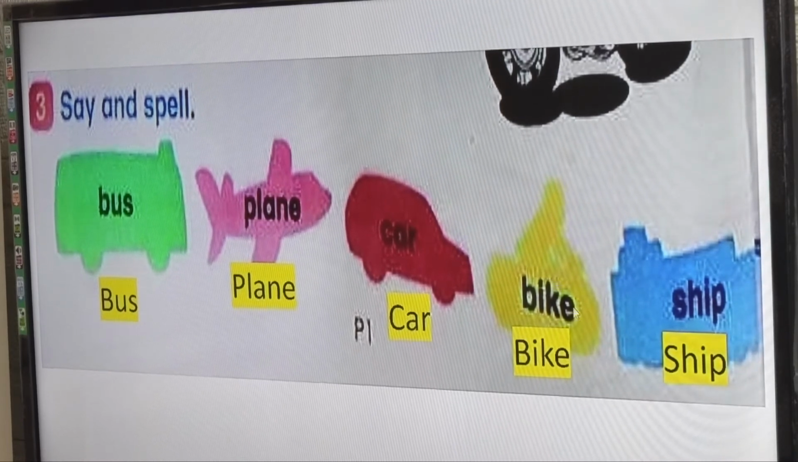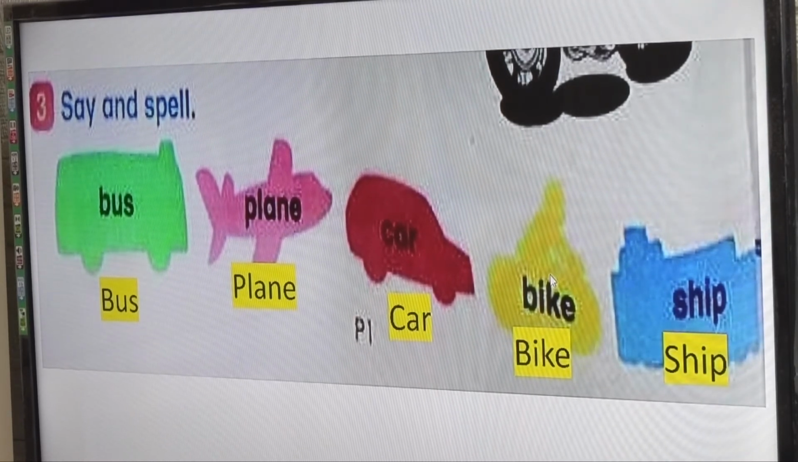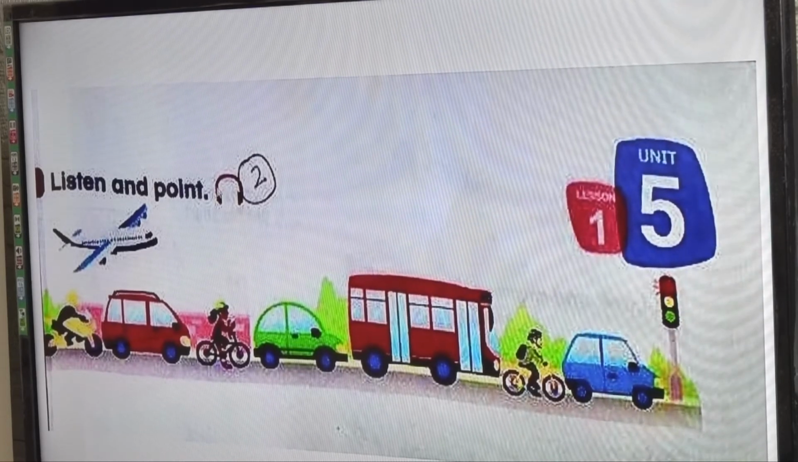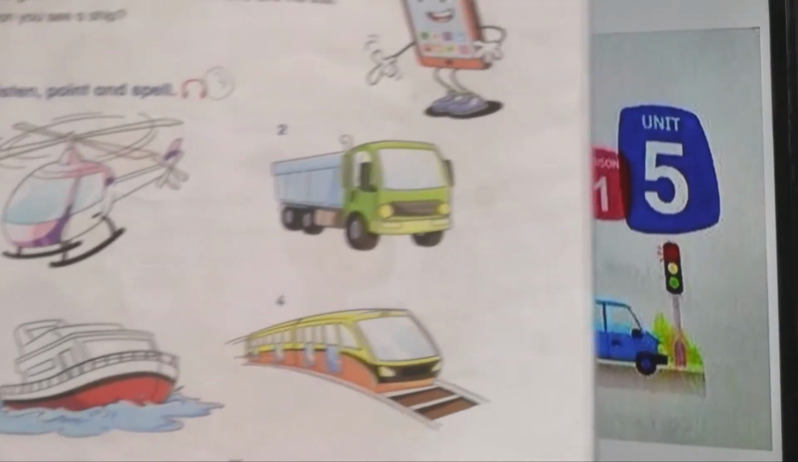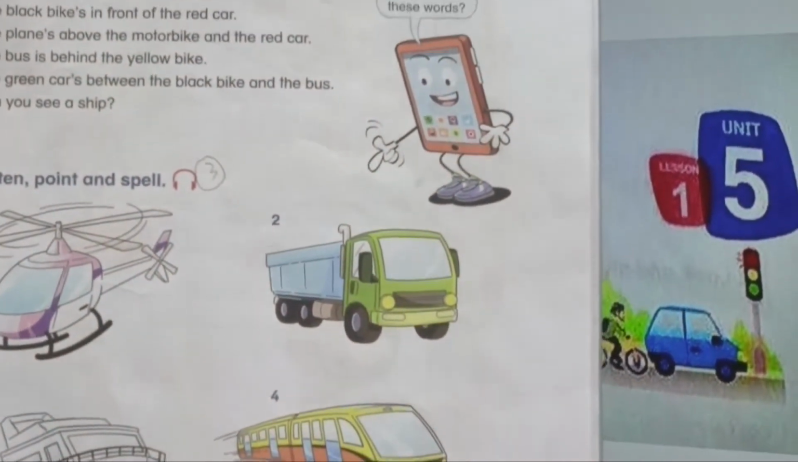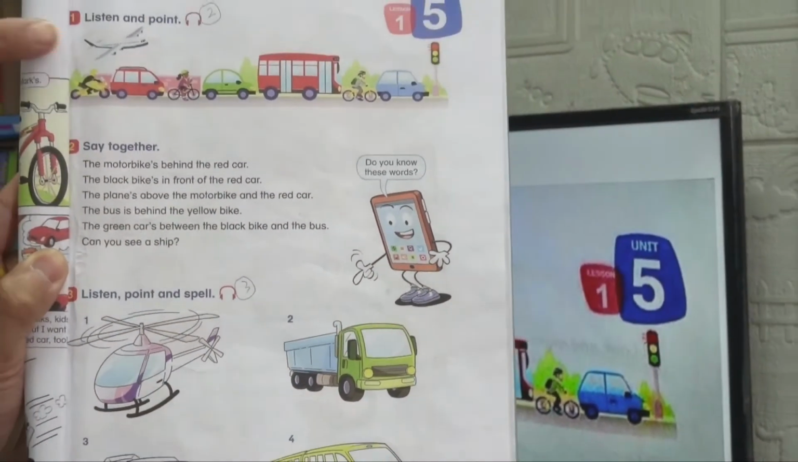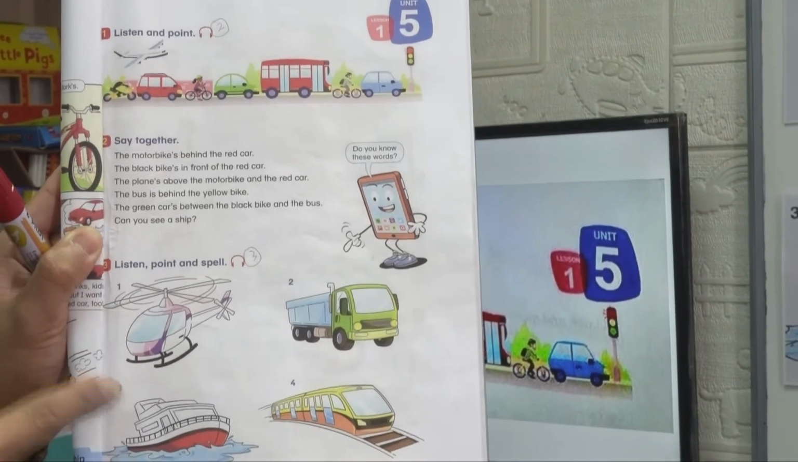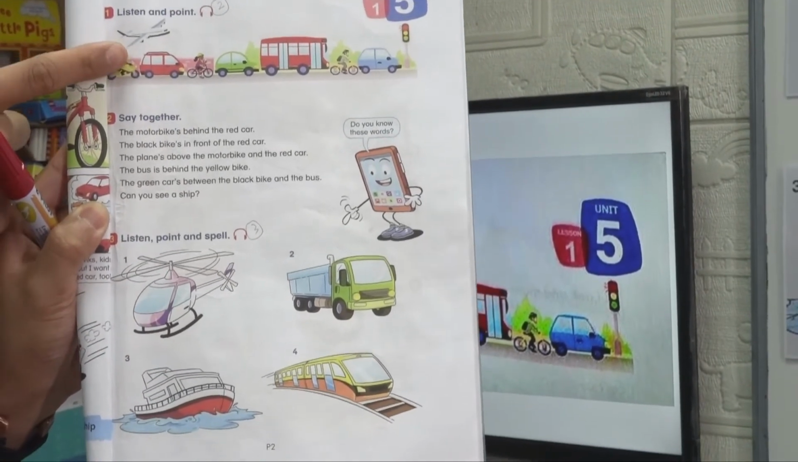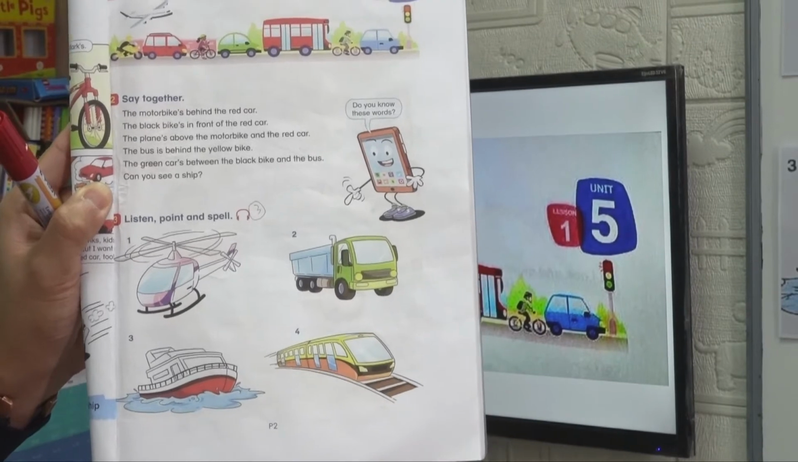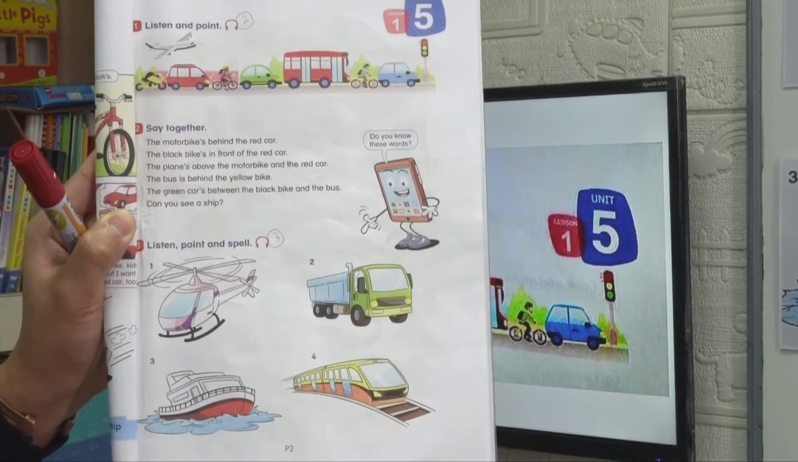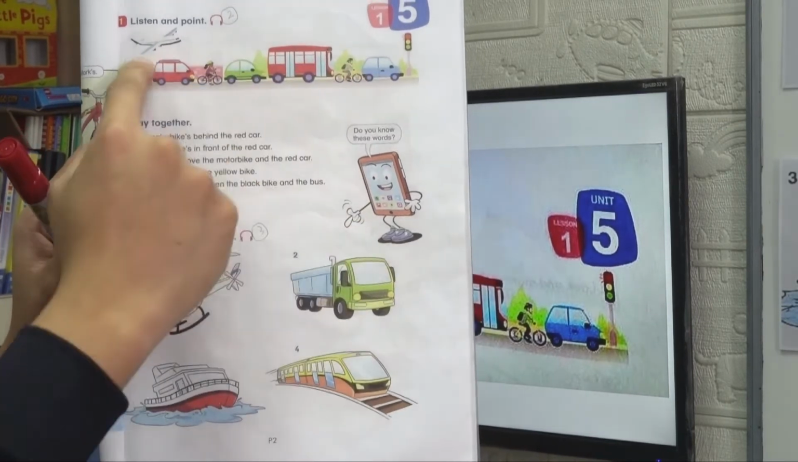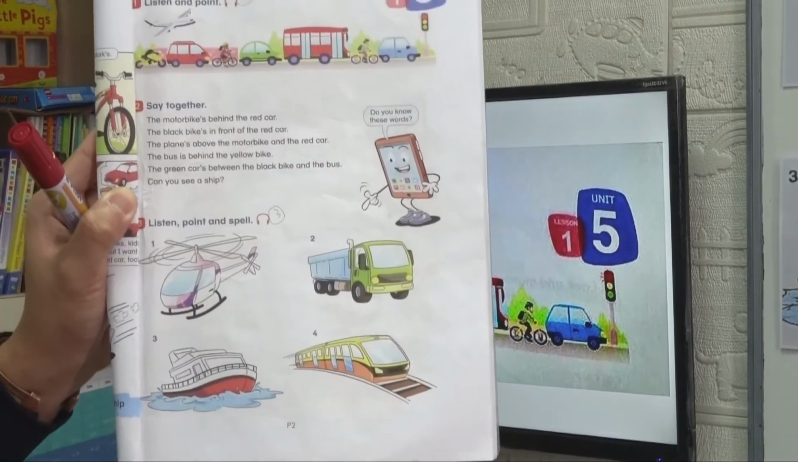Alright, so let's move on to the next page, okay? So the next page should be like this. Where can we find this one? So this one is on page 2. Page 2 we have 3 parts again. 1, 2, and 3. So for part 1, we are doing listening and point, okay? So I will play it 2 times, but I will not stop, okay? So listen carefully and then point to which one. Right, I'll play it 2 times for you so you can try.